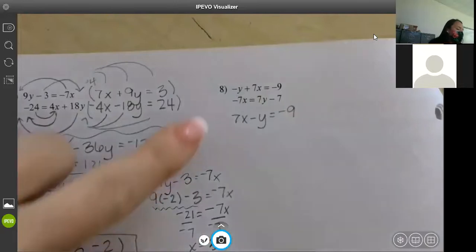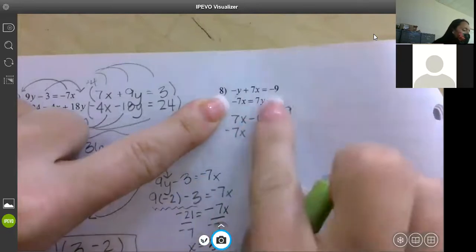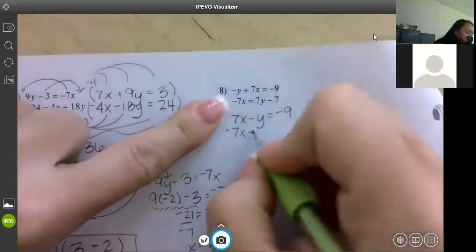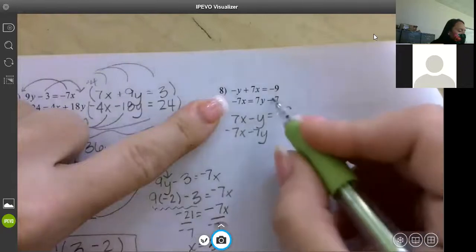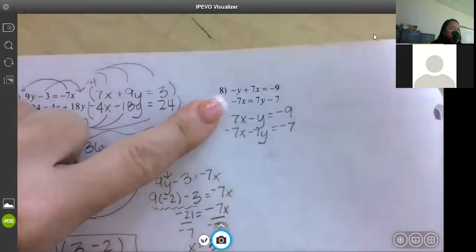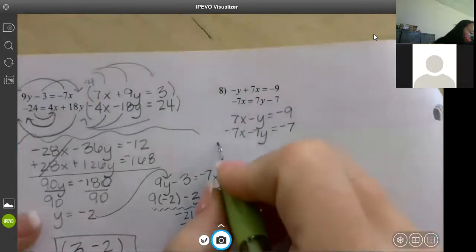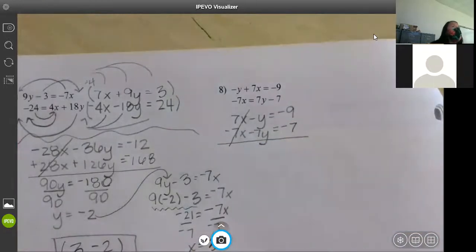But if we look at the bottom one, negative 7x is on the correct side, so we're just going to line it up. The y is on the wrong side, so I need to move it over. It's a positive 7y, so it's going to become a negative 7y. And then this negative 7 is on the correct side, so I don't want to touch it. Okay, so move what you have to. Don't touch what you don't. All right, what do you notice? Yeah, they already cancel out.